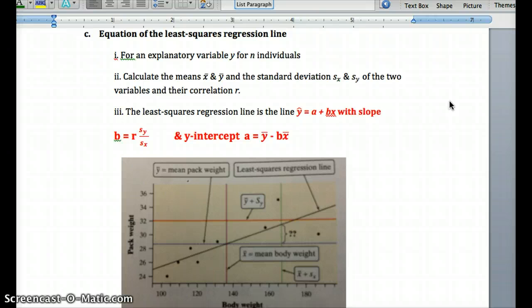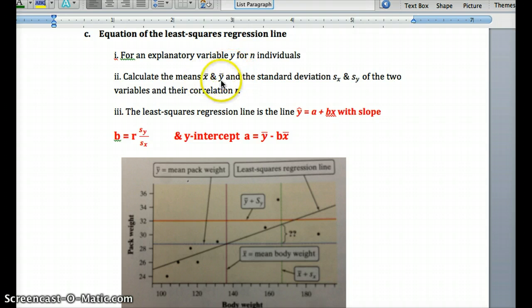So our equation is given here. This is for an explanatory variable x and response variable y with n individuals, the number of individual data points. Calculate the means. We represent the mean of our x by x bar, the mean of our y data set by y bar, and the standard deviations, s sub x and s sub y, of the two variables, and then measure their correlation r, as we talked about in Chapter 3, Lesson 1. So it's the line with our predicted value y hat equals a plus bx, with the slope b equals r times the standard deviation of y, s sub y, divided by the standard deviation of x.